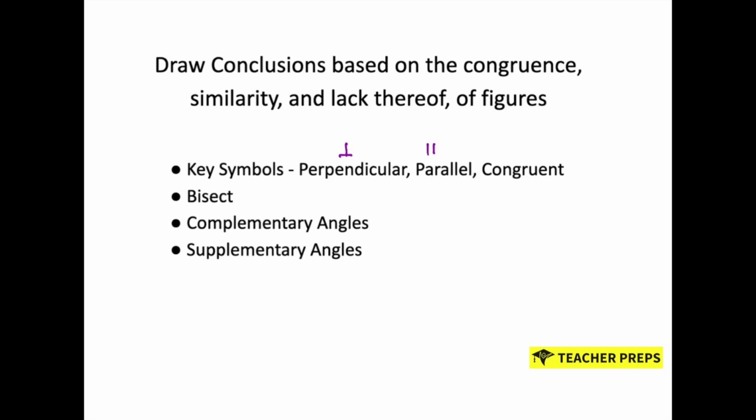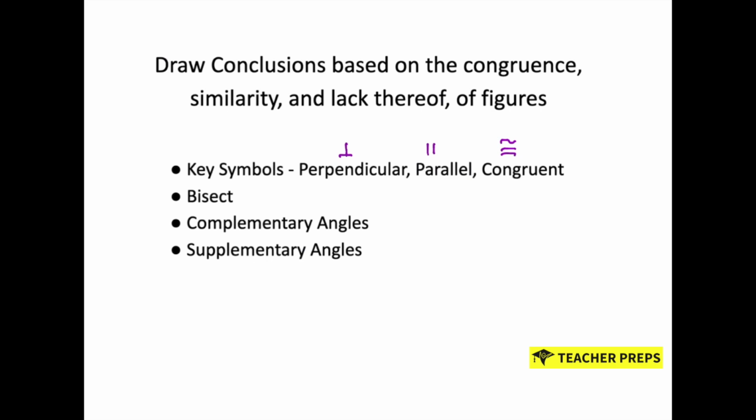The symbol for parallel lines looks like an 11. That means that the two lines will never cross. And then congruent means the same or equal. So congruent symbol looks like an equal sign with a wavy sign above it.